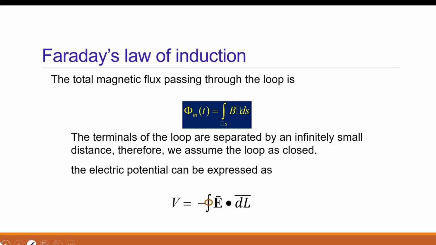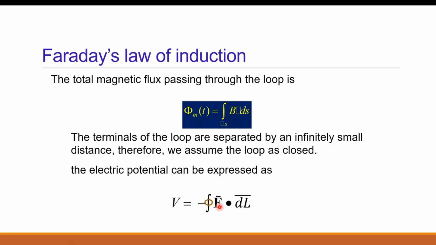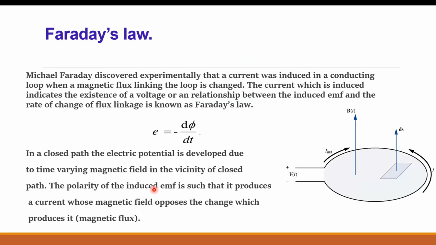Why closed? Because the path was closed. At the secondary side, the path is closed. So V is given by minus the closed integration of E bar dot dl bar. E bar is the electric field that is applied. dl bar is the path through which that electric field is circulated. But this electric field is circulated in the primary, and the voltage we are getting is at the secondary side. And the minus sign we already know, because it opposes the source, or the cause of producing it. Right. So we got this equation, V is equal to the closed integration of E bar dot dl bar. Now these are the basics of Faraday's law.